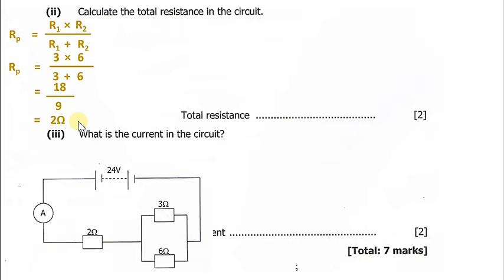So now this is just the resistor in parallel. Now we have this one here. For the total resistance, we should add the resistor in parallel plus the resistor in series.